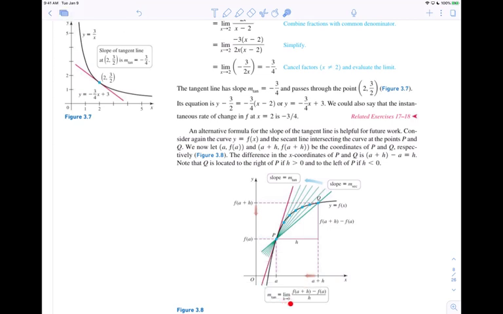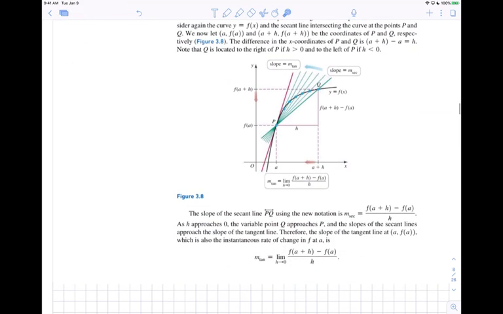Again, h is our change in x. So as that change goes to 0, this is going to become the slope of our tangent line. This is an alternate way that we talk about the derivative: the slope of the secant line PQ, using a new notation, is f of a plus h, where h is just going to be a change in x, minus f of a, over that change in x.